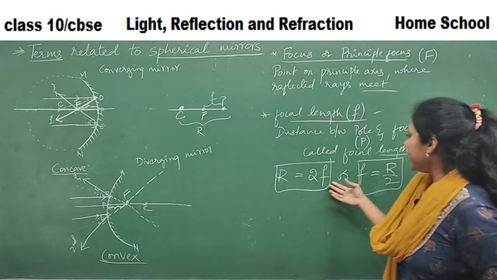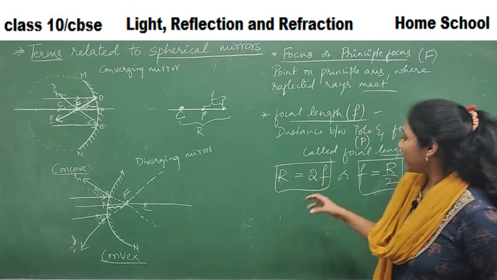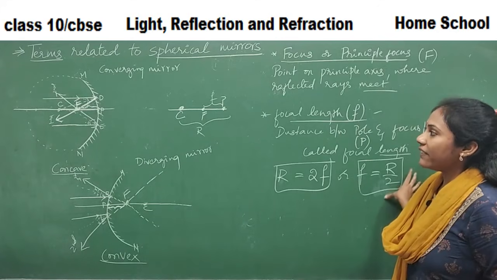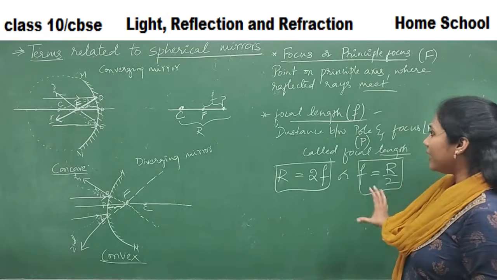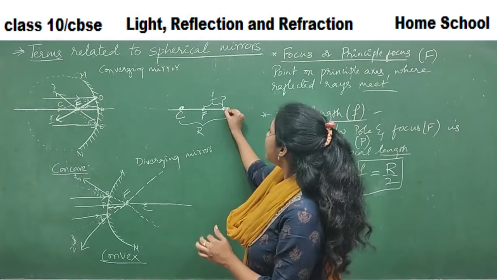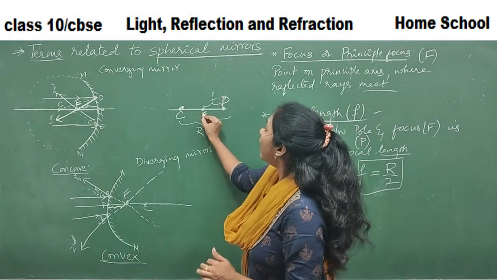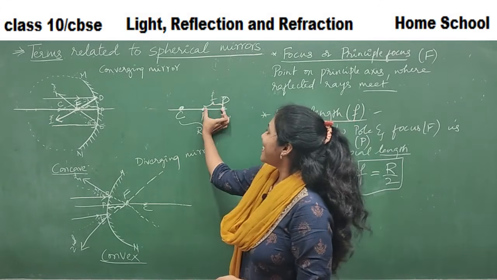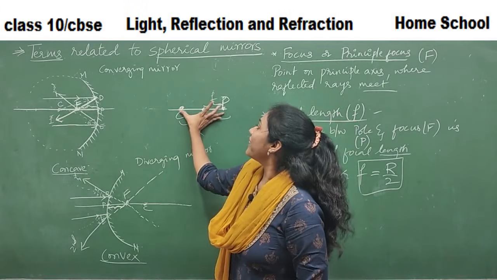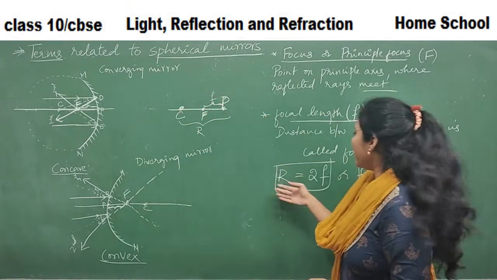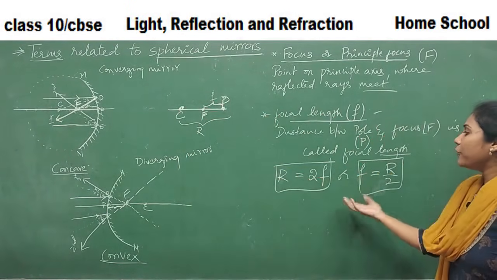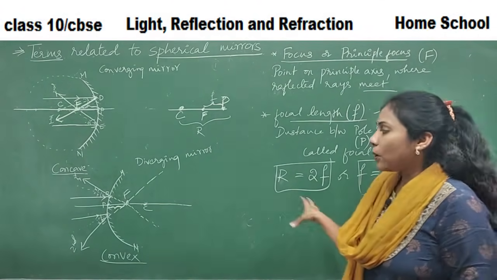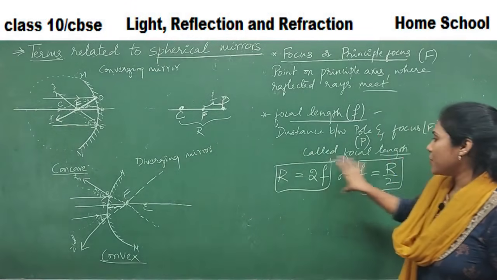So this distance is nothing but half of this distance. Clear? So this is the relationship between radius of curvature and focal length. Remember this relation. This is also a very, very important one. So what's the focal length? It is nothing but the distance between the pole and principal focus. This distance is actually half of the radius. So that's why we write R is equal to 2 into F, or F is equal to R by 2.